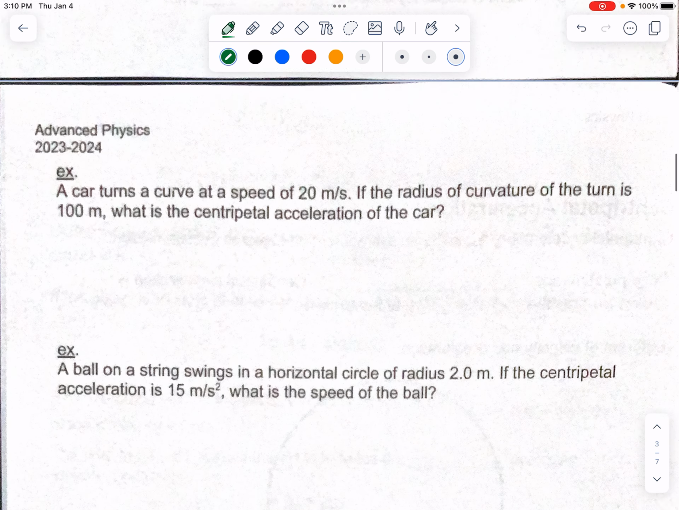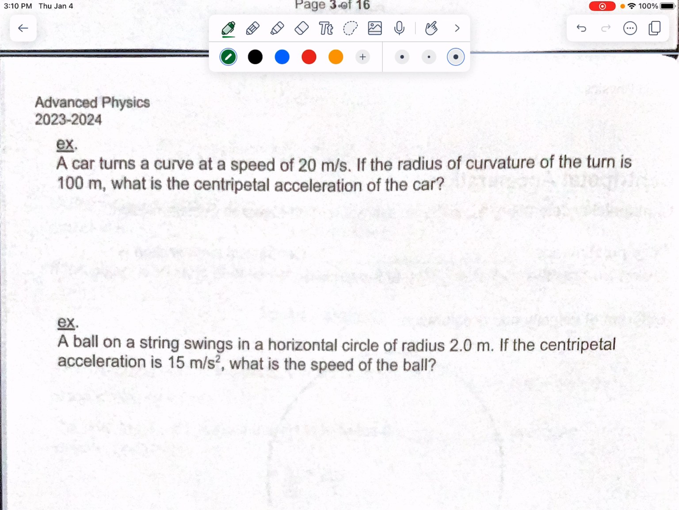Okay, we're going to do a few examples. A car turns a curve at a speed of 20 meters per second. So there's your velocity. The radius of the curvature of the turn is 100 meters. So there's your radius. What is the centripetal acceleration? We're looking for a_c. Remember, a_c equals v squared over r. So we're going to do 20 squared over our radius, which is 100. 20 squared is 400, divided by 100 gives you 4, and our units are meters per second squared.